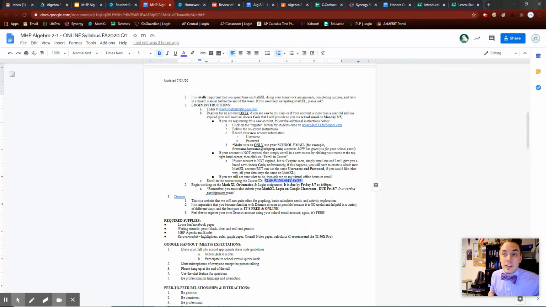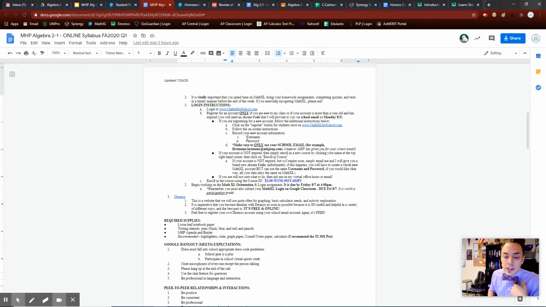An access code allows you to have a MathXL account, and the course ID allows you to get into my class on MathXL. I'll say that one more time to make sure it's super clear for all of you. The access code, if you're brand new, allows you to have a MathXL account. And then the course ID allows you to get into my specific class on MathXL. So you need both.